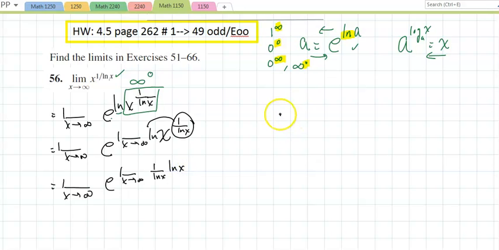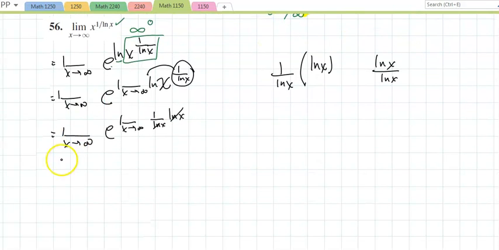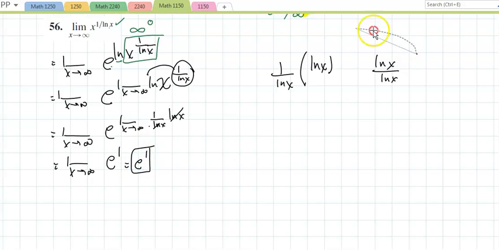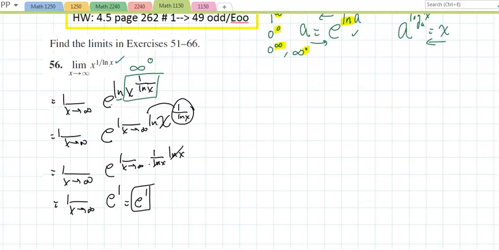Now I have two options. I could think of that as 1 over natural log of x times natural log of x, or I could think of that as natural log of x over natural log of x. Either way, I notice that those undo each other, right? And that would be the limit as x approaches infinity of e, and the limit of the constant is the constant, and that would be just e to the 1. It doesn't always work out this way. This one did.